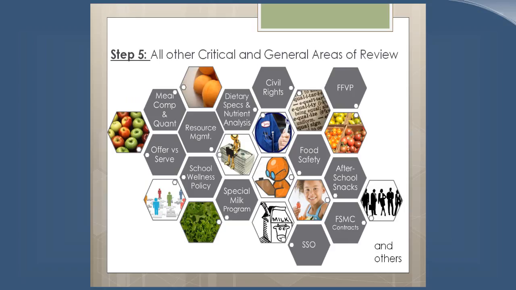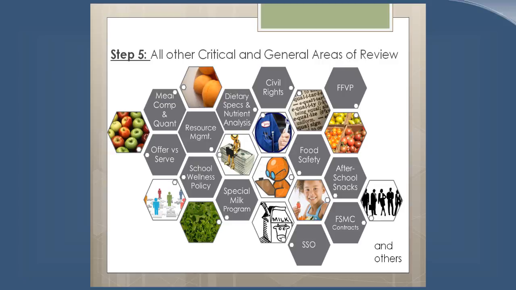Step 5 includes reviewing all other critical and general areas for review covered under the administrative review. So don't forget, even if an SFA has elected and is operating under the CEP, both critical and general areas of review as part of the administrative review must be reviewed. So you must complete all required forms as specified by the manual. These areas include, but are not limited to, meal components and quantities, resource management, food safety, other child nutrition programs such as Seamless Summer or Fresh Fruit and Vegetable Program, and civil rights. Again, these are detailed in the Administrative Review Manual.